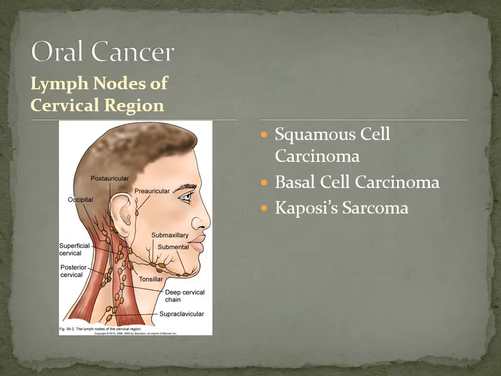Then we have Kaposi sarcoma. This is a malignant lesion in blood vessels. It's painless and appears as a raised purple nodule or plaque. The most common site in the mouth is the hard palate. It's also found on the gums, tongue, and tonsils, and it's often associated with AIDS.